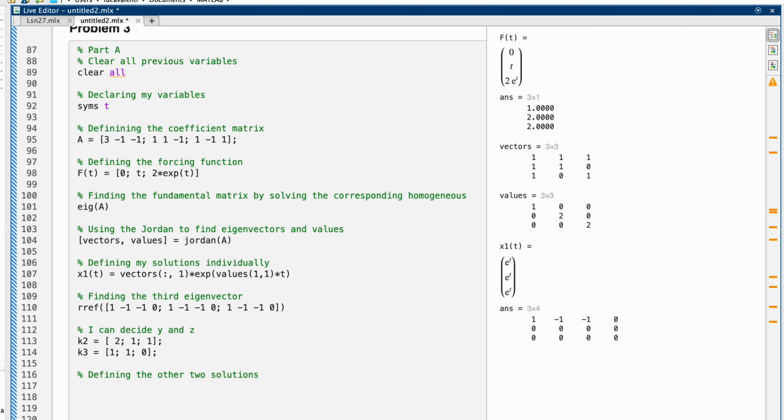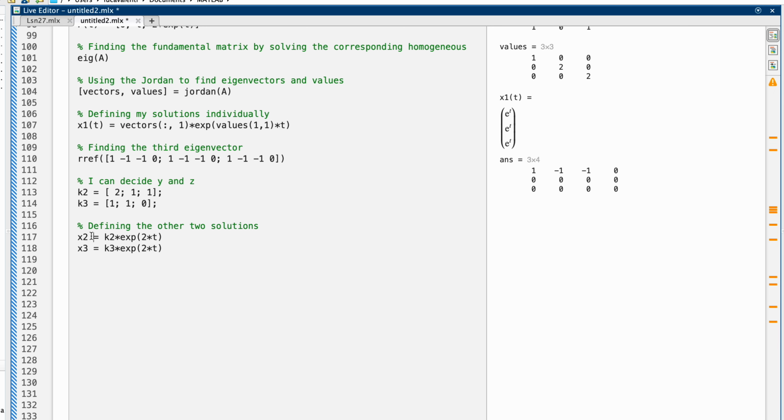And so now I'm going to write that x2 is equal to k2 multiplied by, no, it's not going to be multiplied by a vector. It's going to be multiplied by e to the 2t, because we're going to have the coefficient of that same vector. And x3 is going to be equal to this same thing, but it's going to be k3. And so these are my 3 solutions. They're all functions of t.